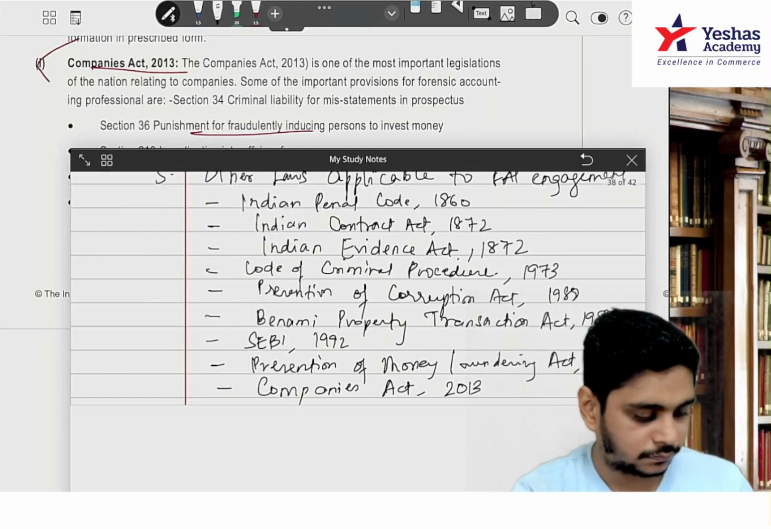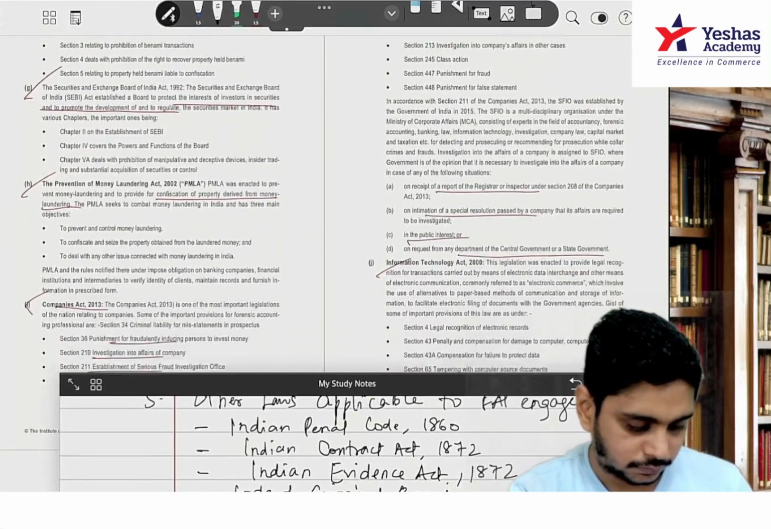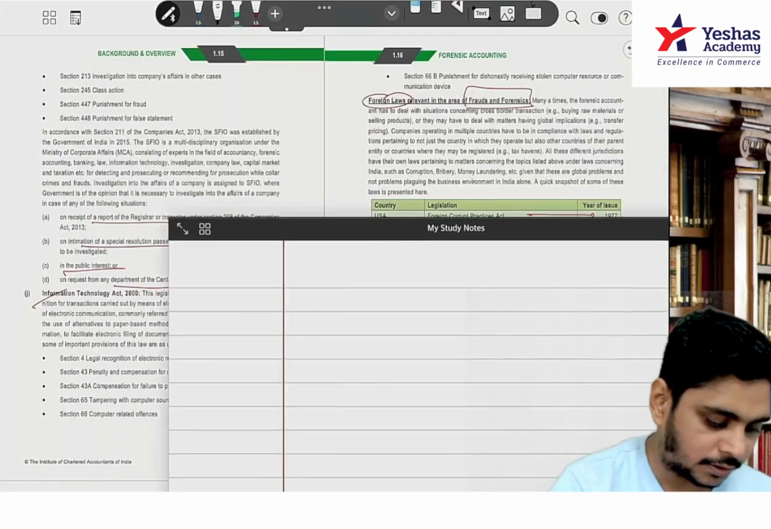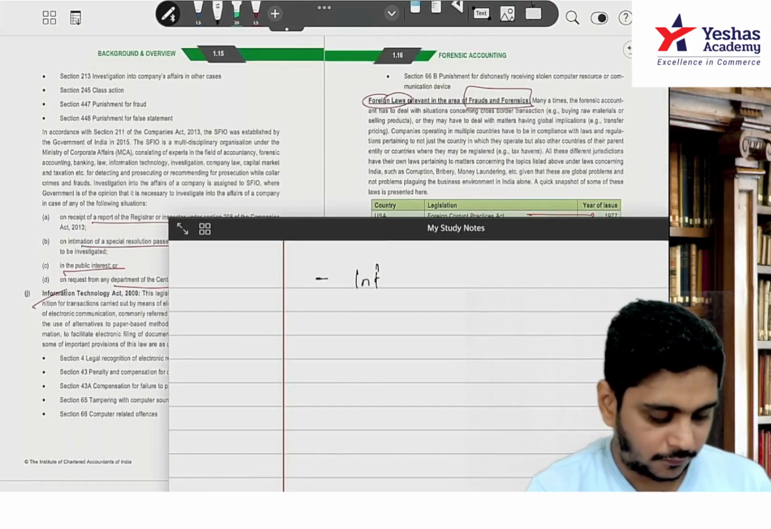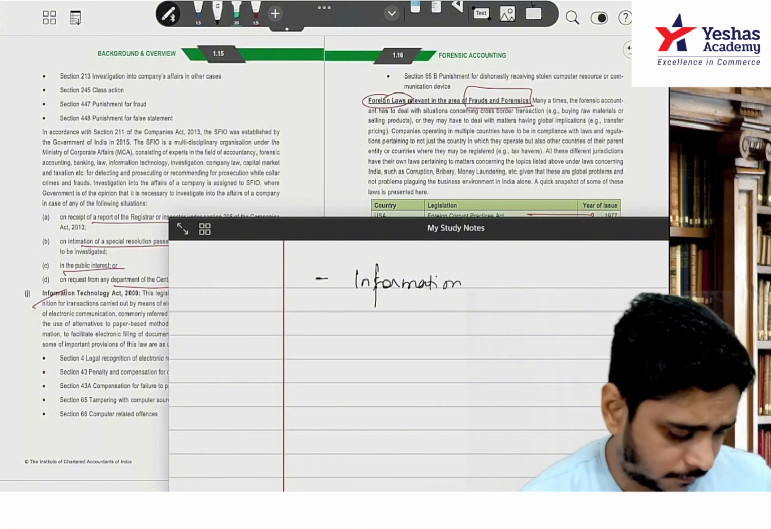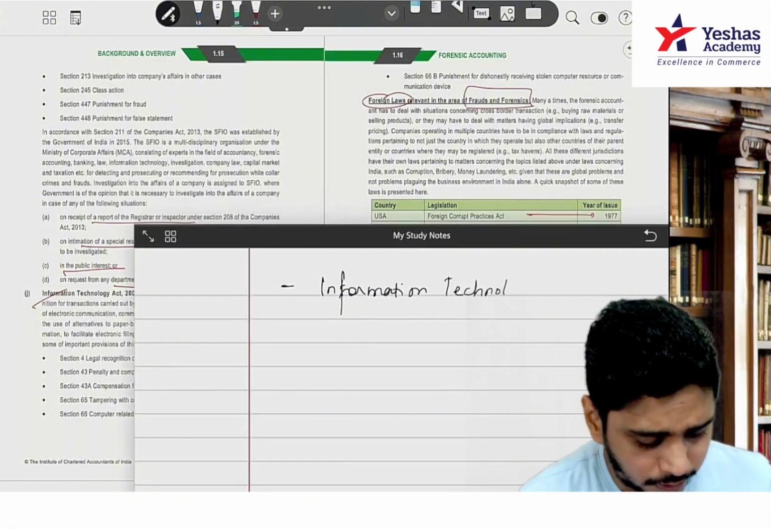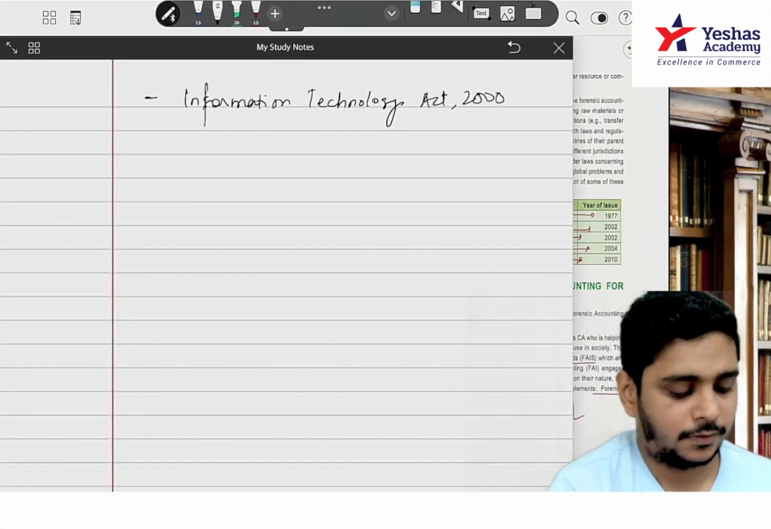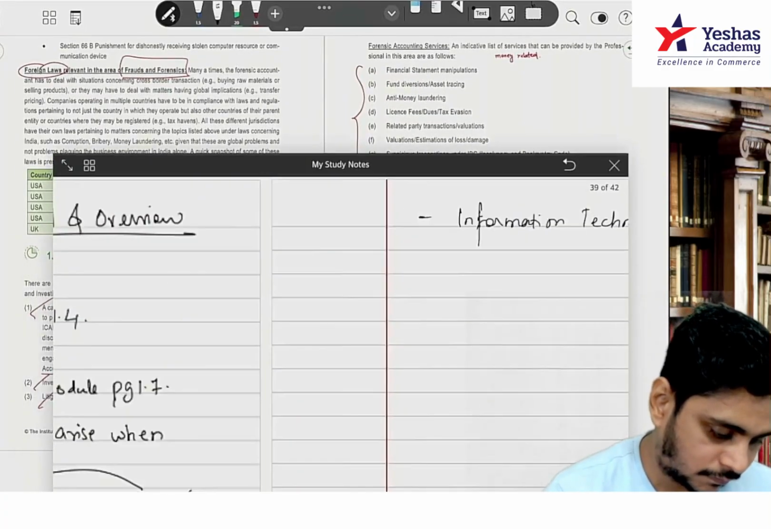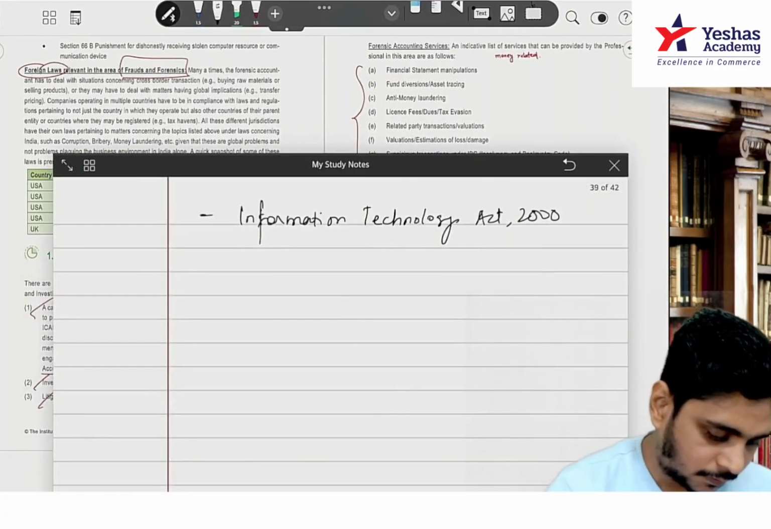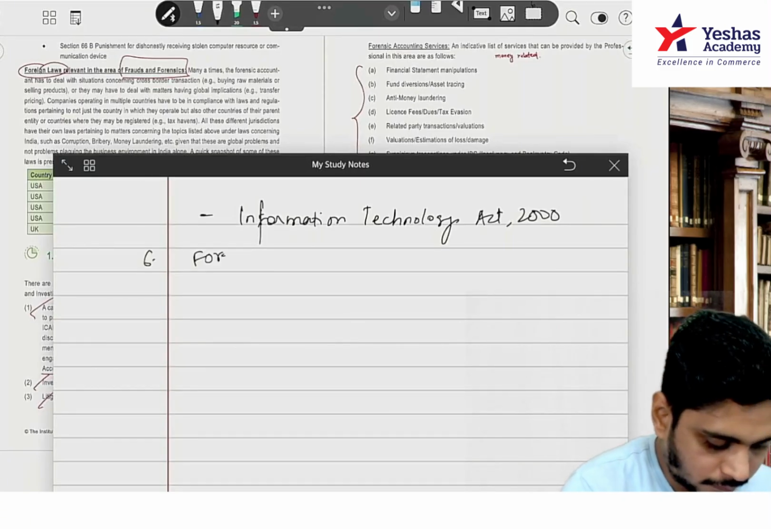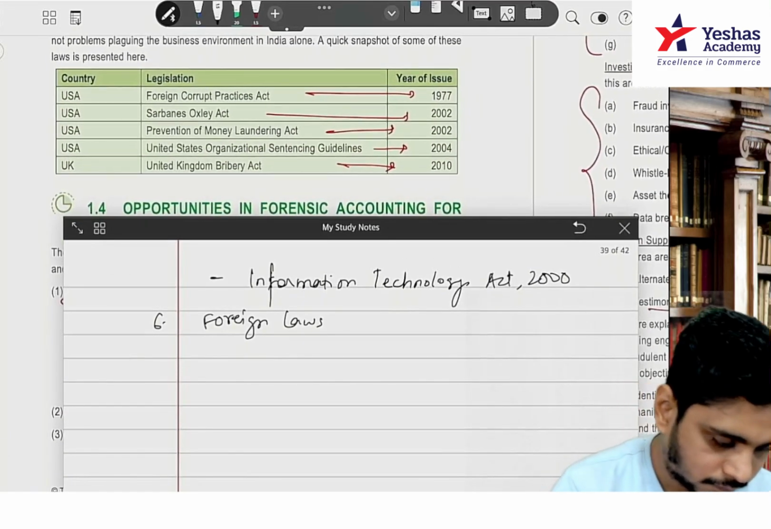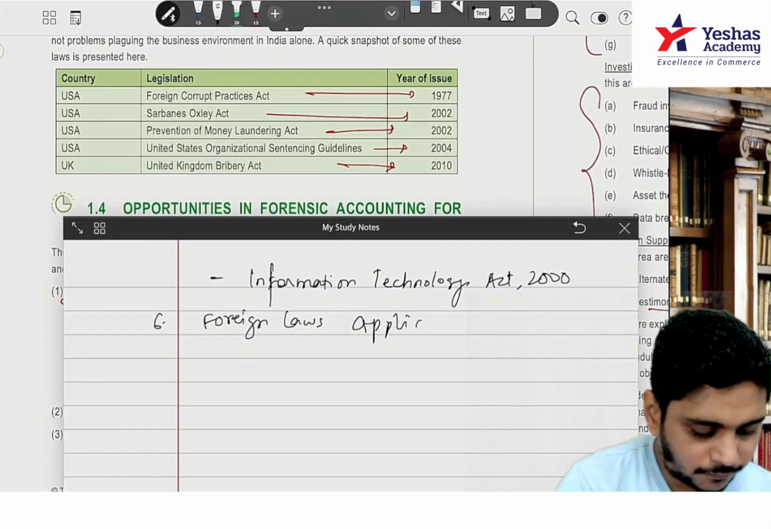Done. Then after that, Information Technology Act 2000. Six point, foreign laws applicable.